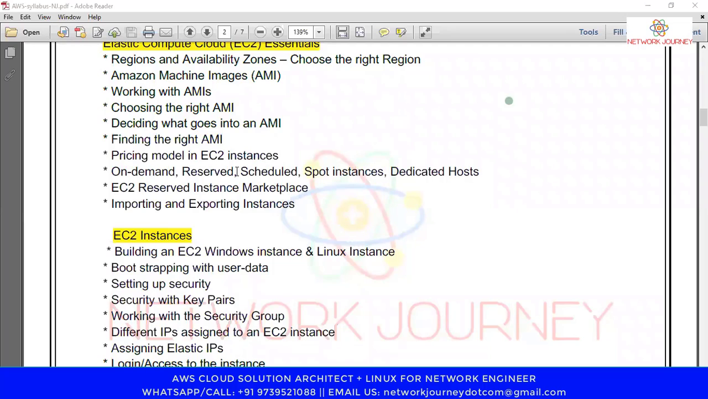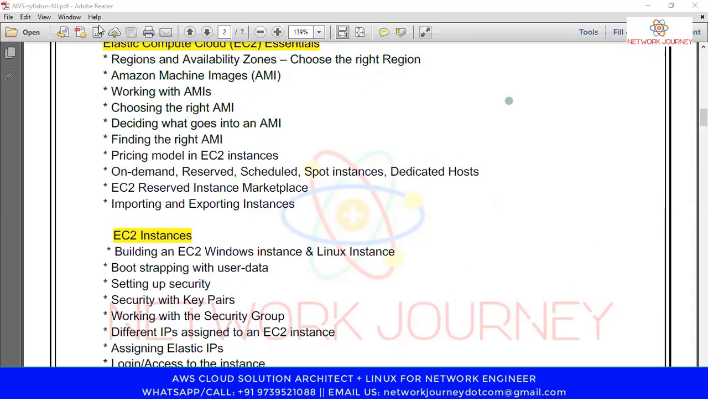So any other doubt about the agenda? Okay. Then fine, friends. Now we can start with our very first topic, which is introduction to cloud.